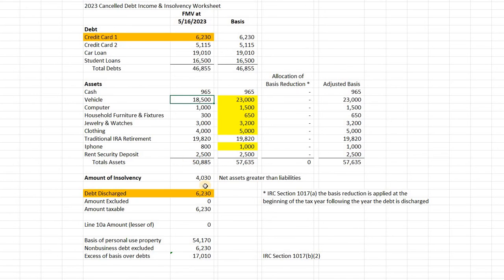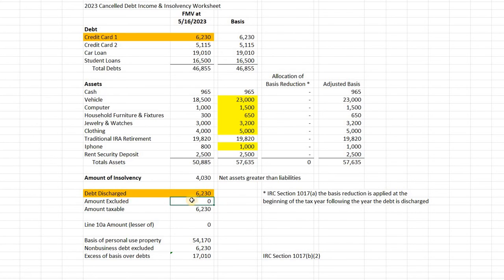So when everything is said and done here, we can see his total assets are $50,855, and his total debts are $46,855. So the insolvency here, he's not insolvent, right? His net assets are greater than his liabilities. And so for that reason, he's not going to be able to exclude some of this debt from his income. So he has $6,230 of debt discharged.